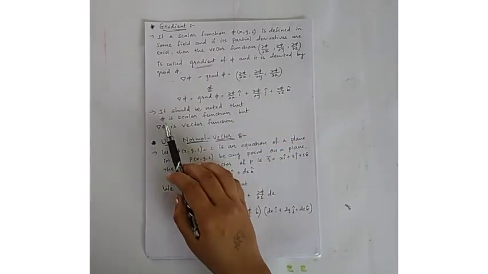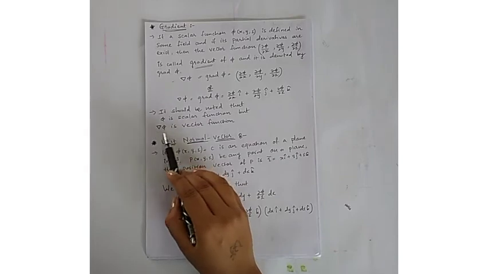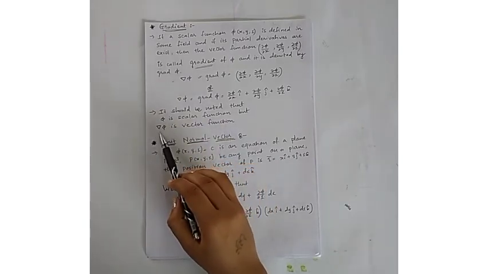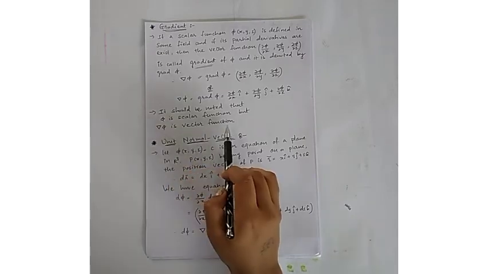It should be noted that phi is a scalar function but grad phi is a vector function. Right? When I am applying this operator, it becomes a vector function.